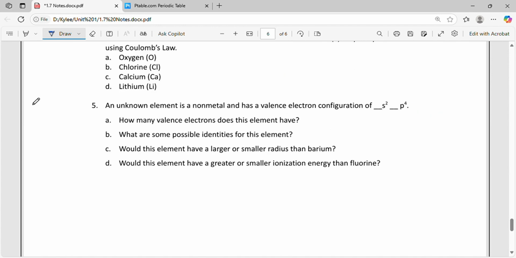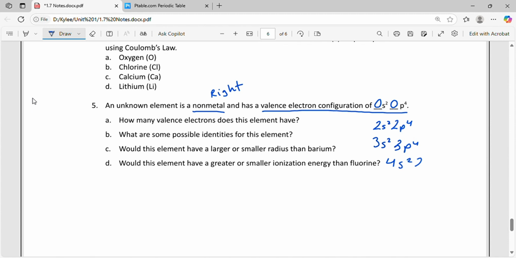Final example, we have an unknown element that is a non-metal. Non-metal tells me that it's going to be on the right side of the periodic table. And it says it has a valence electron configuration that ends in s2p4. So we're missing some letters or numbers that go here and here that tell me what energy level it is. But that doesn't mean I can't figure out information about this, because I know if it ends in s2p4, that could be 2s2, 2p4. It could be 3s2, 3p4. It could, so on and so forth. It could be 4s2, 4p4.